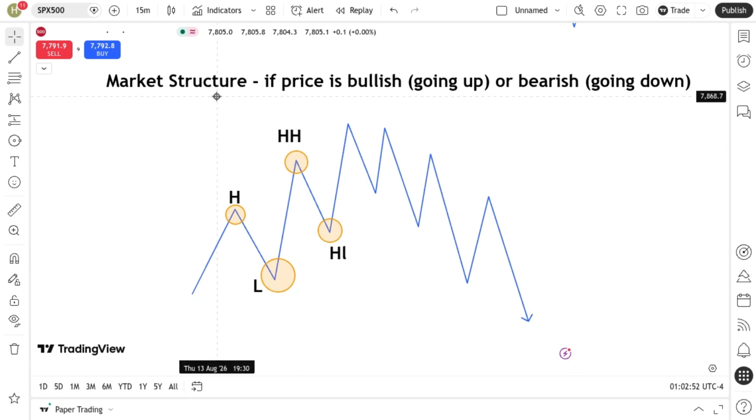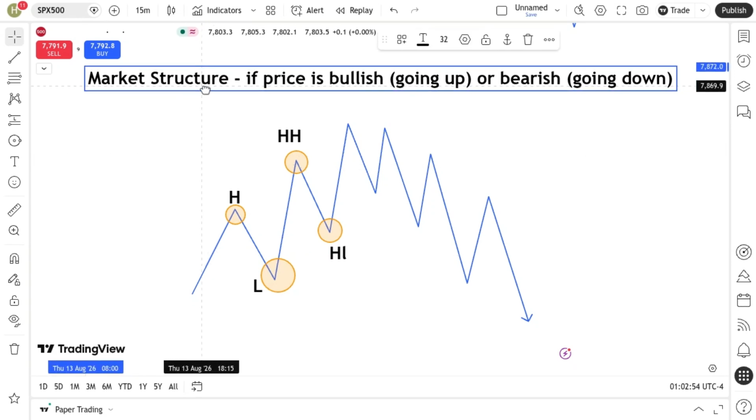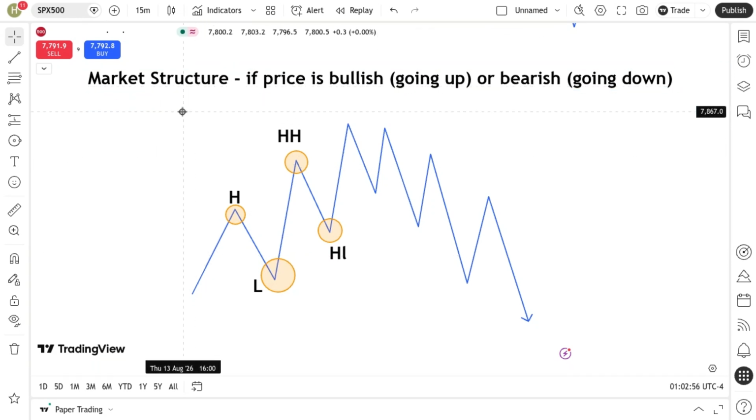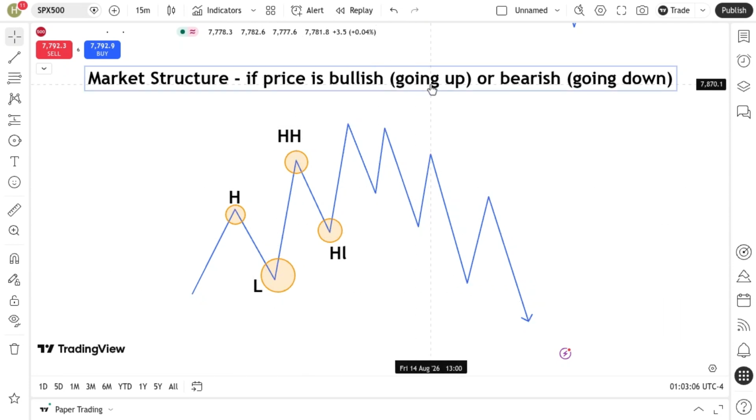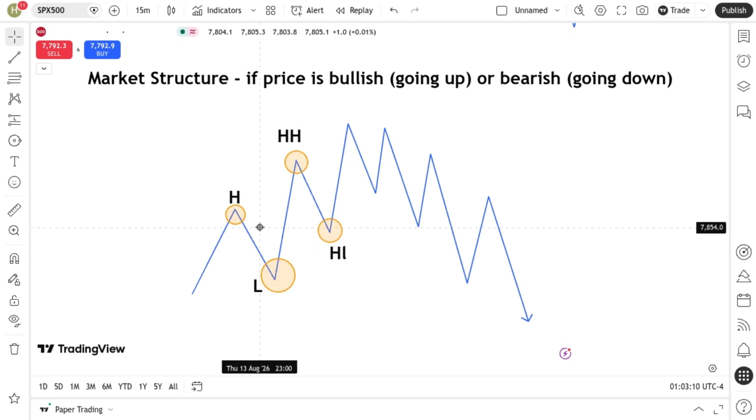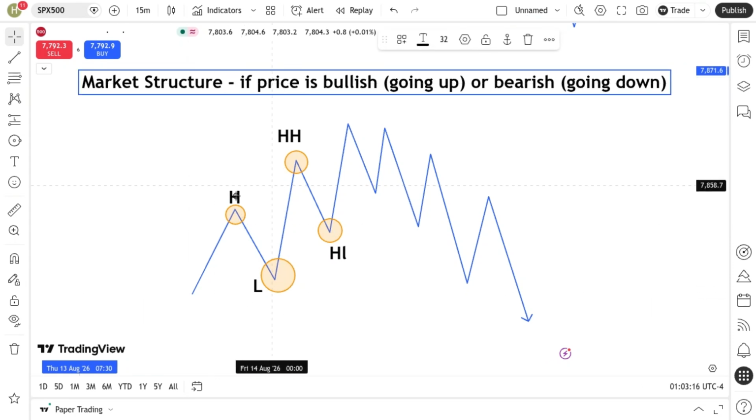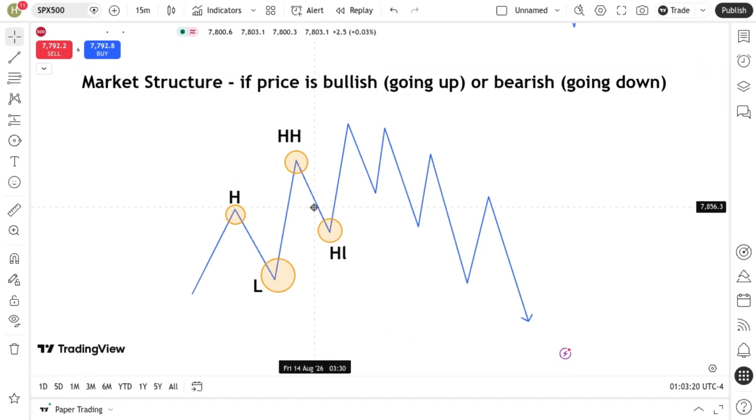Market structure shows us if price is bullish or bearish. How we identify market structure is by identifying the highs and lows. So this pattern right here is called bullish market structure. Remember, bullish just means going up. So if bullish means going up, what does this pattern right here tell us? That we're probably going up, right? So this is called bullish market structure, which shows us that we're potentially going higher.